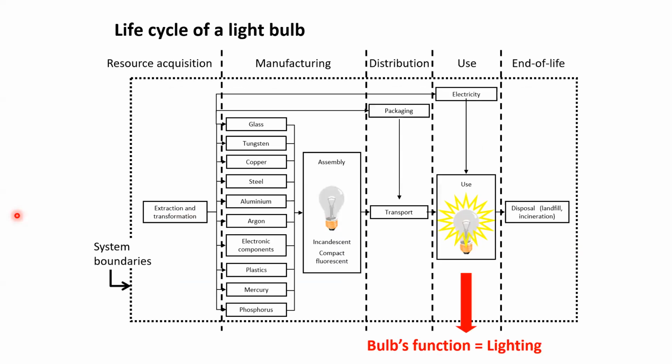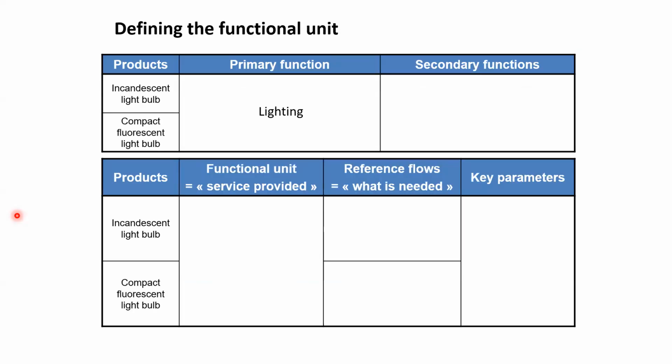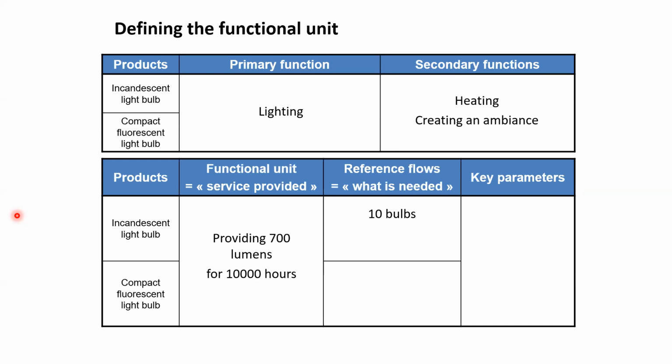So here is the life cycle of the light bulb. The bulb's primary function is of course lighting. There is a secondary function of heating as well. The incandescent bulb creates warmth and also creates an ambience. In terms of functional unit, providing 700 lumens of light is what we have chosen as a functional unit. Why? Because that gives us 10 bulbs of incandescent versus 1 bulb of CFL. So it becomes easy for us. So 700 lumens for 10,000 hours.